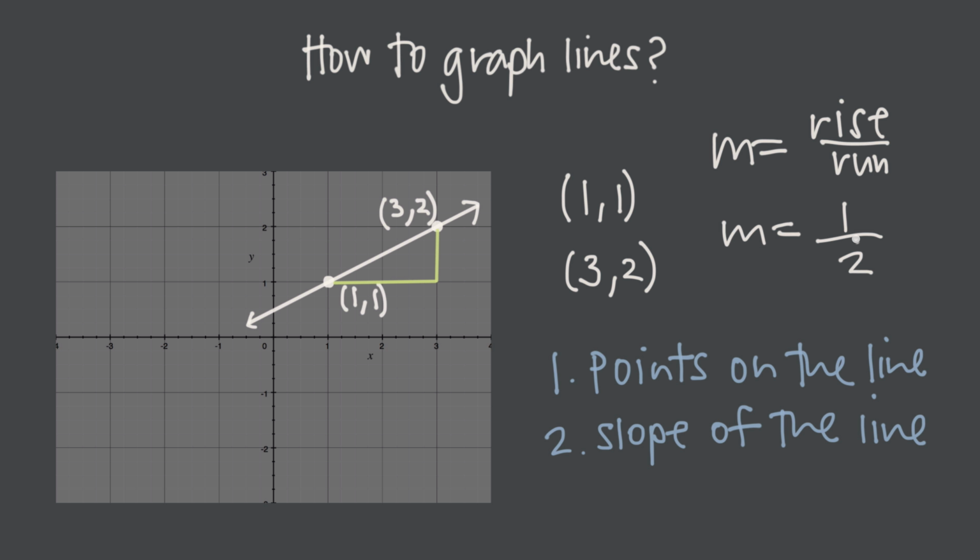And remember too that we can go either way. So for example, we could have gone here, rise 1 unit over run 2 units, and we would have gotten the same value, 1/2. Or alternatively, we could have started at the point (3, 2) and moved over to the point (1, 1).